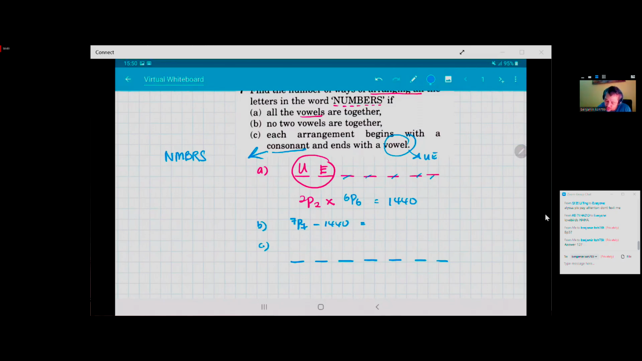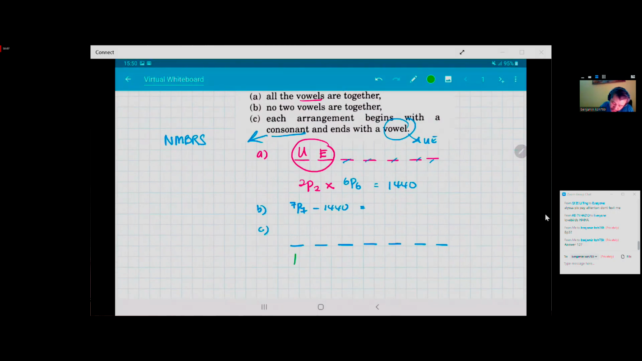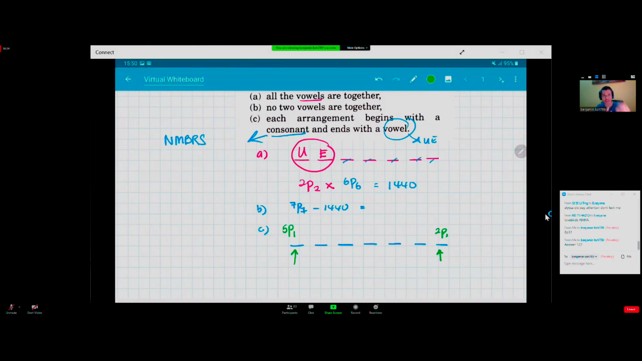Okay, so dikata bermula dengan huruf consonant, berakhir dengan huruf vokal. That means, right, in front should be this position here. In front here should be 5P1. Got it? Okay. At the back, belakang dikata berakhir dengan vokal, so 2P1. Understand? So again, why 5P1? Because 5 consonant, pilih 1 depan. Belakang 2 vokal, pilih 1 belakang.